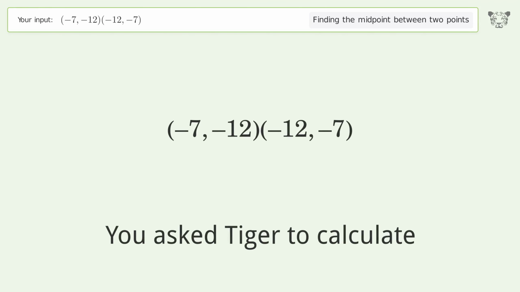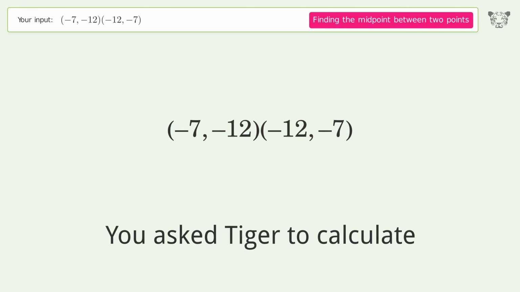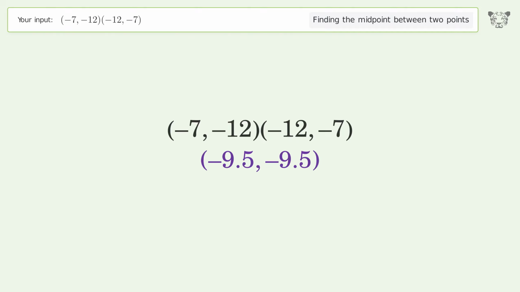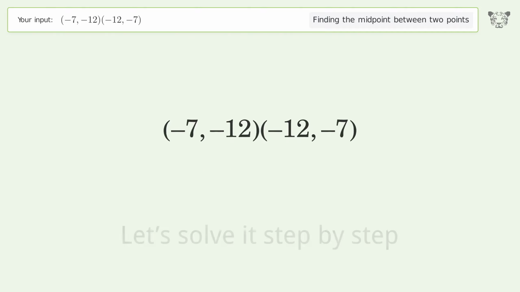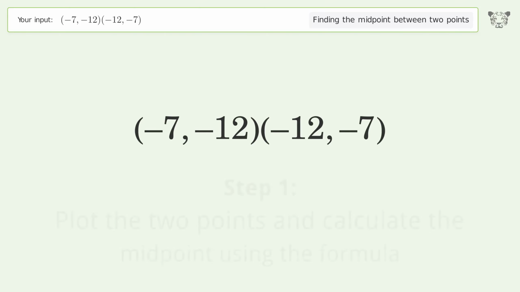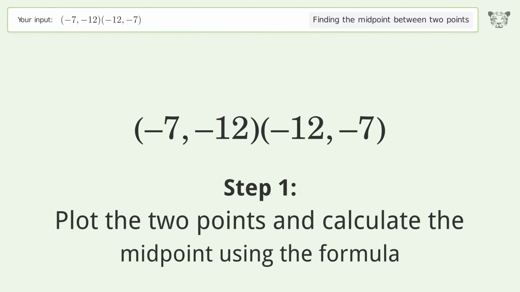You ask Tiger to calculate. This deals with finding the midpoint between 2 points. The midpoint between the 2 points is -9.5, -9.5. Let's solve it step by step. Plot the 2 points and calculate the midpoint using the formula.